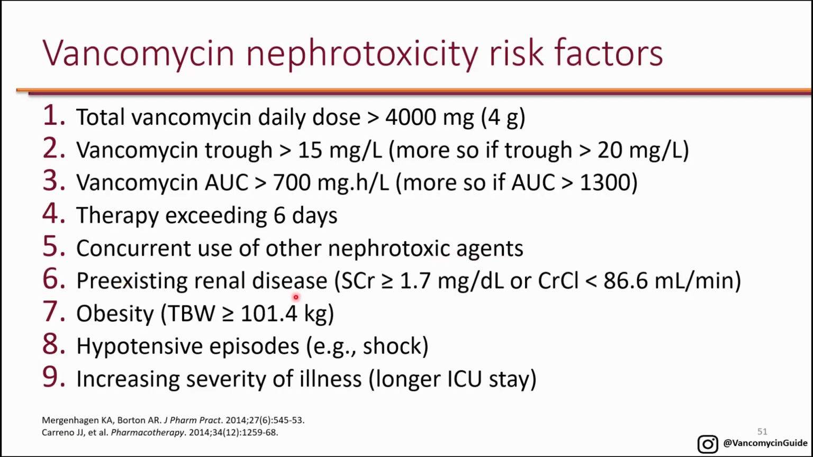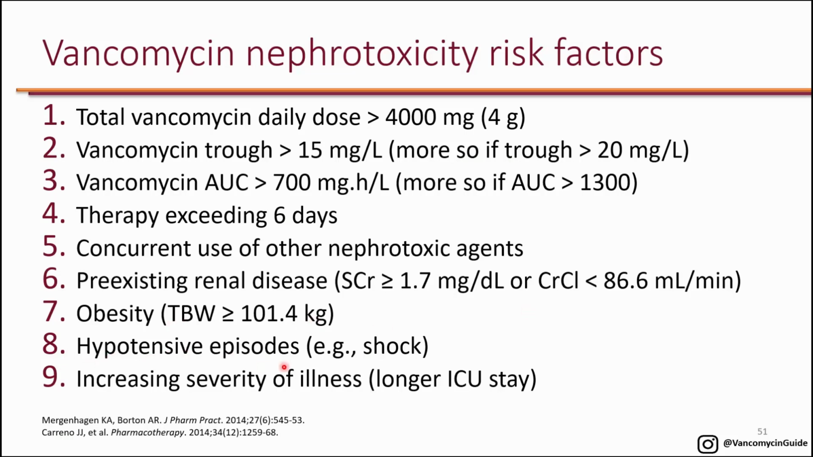Patients who have pre-existing renal disease, and that's defined as serum creatinine at baseline of 1.7 or higher, or if their creatinine clearance was less than 86.6. So these are risk factors. Obesity was also a risk factor, and that's defined as total body weight of 101. The way they came up with these numbers, basically they've done logistic regression, and that's how they have come up with these numbers. They found statistically significant correlation between these and nephrotoxicity.